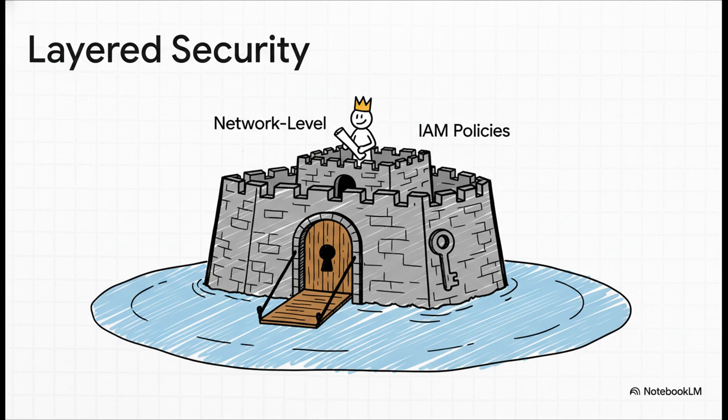Then, to actually get in, you can use Redis Auth, which is basically a password. And finally, for controlling who can manage the cache itself, like creating or deleting it, that's where you use standard IAM policies. That's like controlling who has the keys to the entire kingdom.